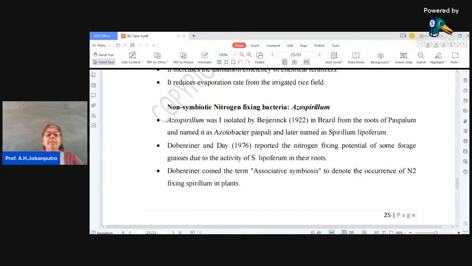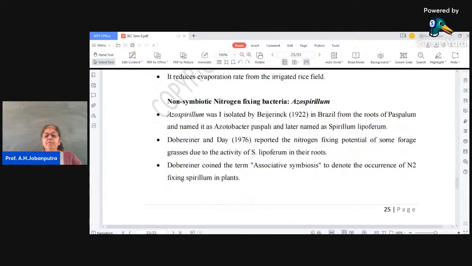नेक्स्ट इज नॉन सिम्बायोटिक नायट्रोजन फिक्सिंग bacteria, that is Azospirillum. So this Azospirillum was first isolated by Beijerinck in Brazil, and from the roots of Paspalum it was isolated, and it is known as Azotobacter paspali.